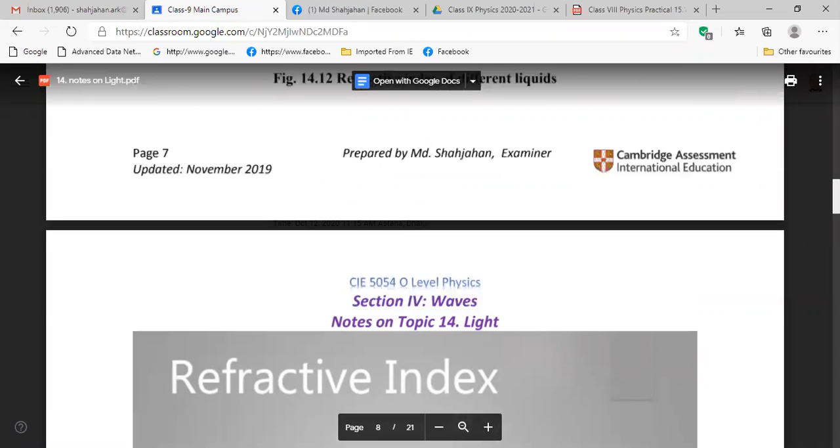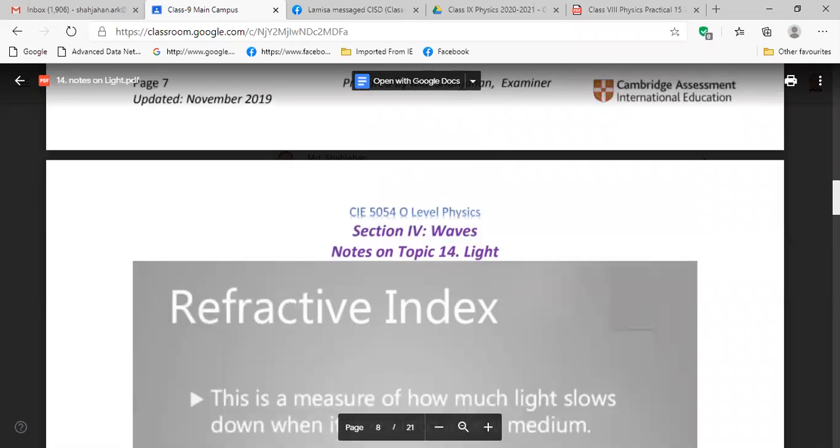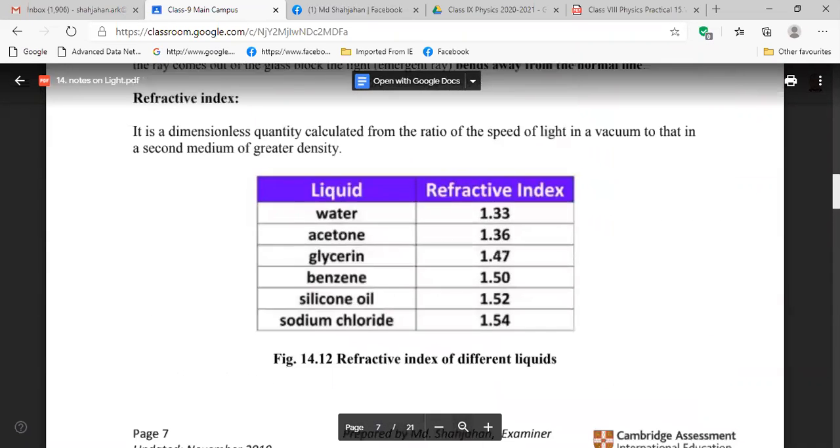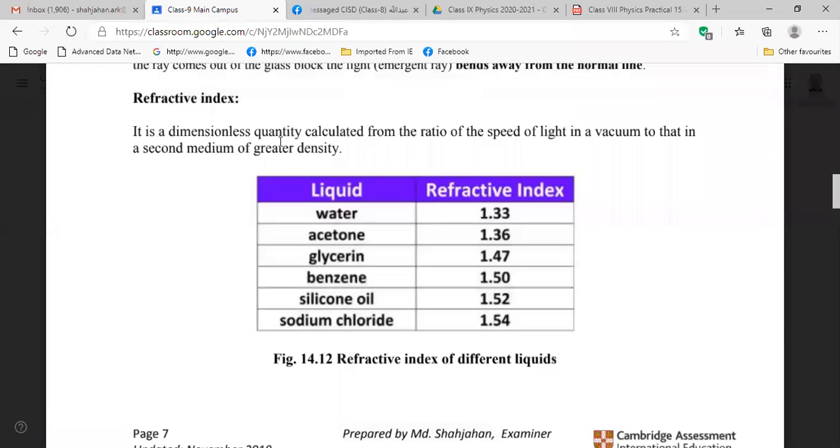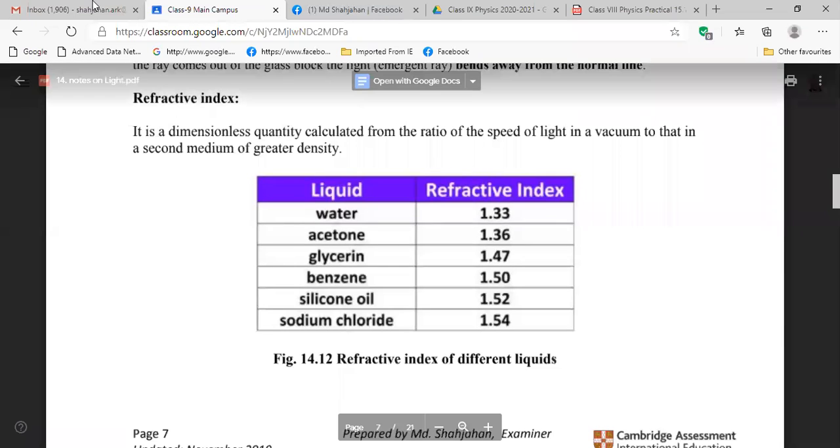In last class, we got one new thing, that is refractive index. Can you remember that one, refractive index? What is refractive index? Is it written in your copy? Anyone? We gave this. It must be written in your copy. Shafkat, is it written in your copy?